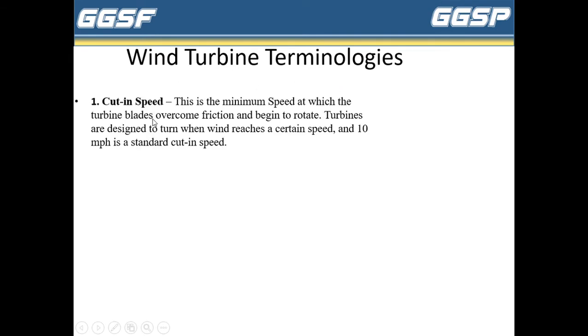What is the cut-in speed? This is the minimum speed at which the turbine blades overcome friction and begin to rotate. Turbines are designed to turn when wind reaches a certain speed, and 10 mph is a standard cut-in speed.